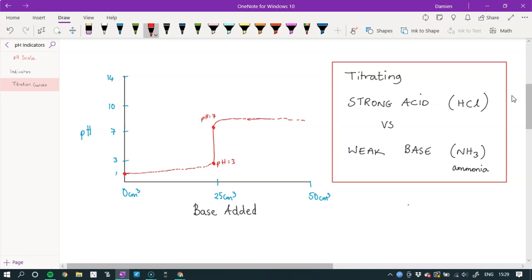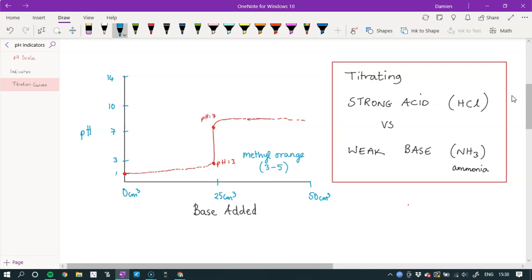So that's the jump. So now what we do is we go look to our indicators and we see which indicators are suitable. The only indicator that's suitable here would be methyl orange. Methyl orange is the only one that would be able to detect this because methyl orange operates in the 3 to 5 range. We can't use phenolphthalein.